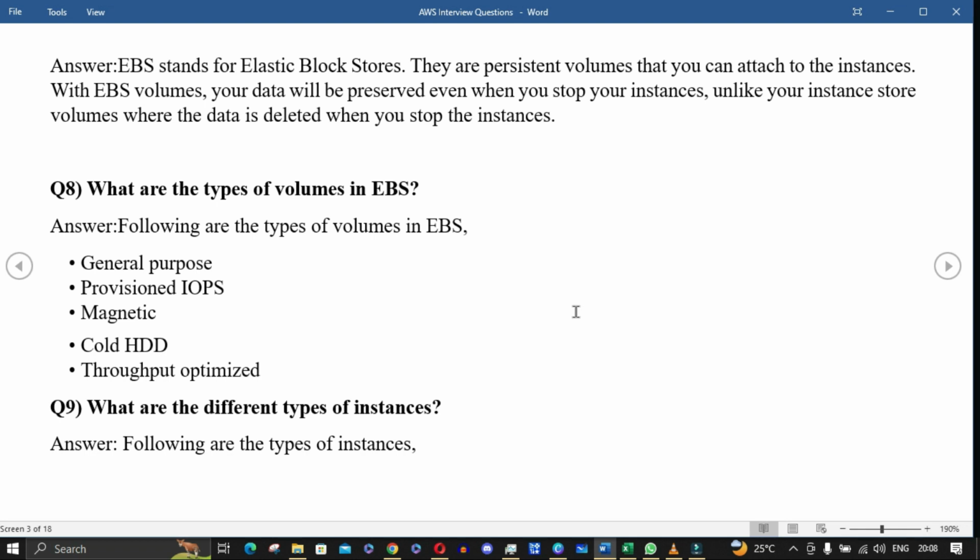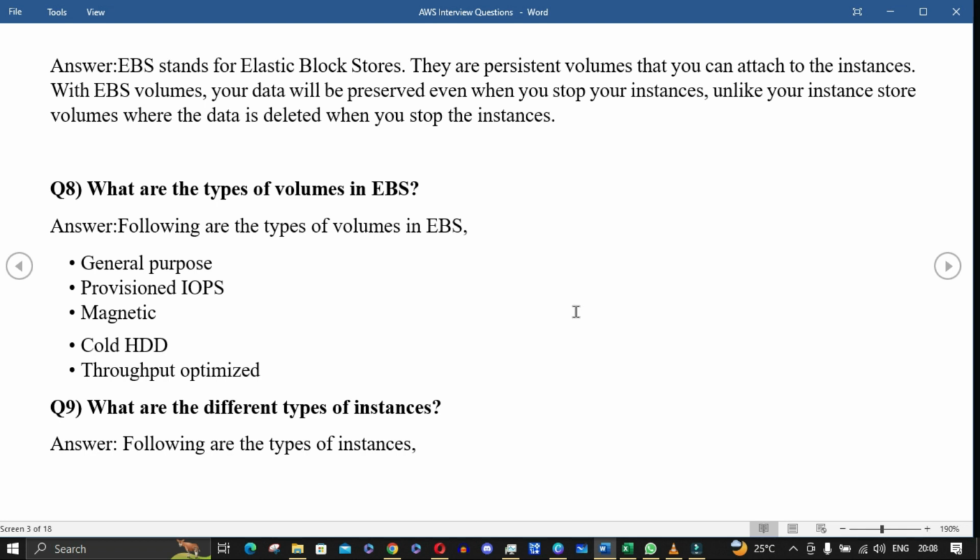What are the types of volumes in EBS? Following are the types of volumes in EBS. First, general purpose. Second, provisioned IOPS. Third, magnetic. Fourth, cold HDD. Fifth, throughput optimized.